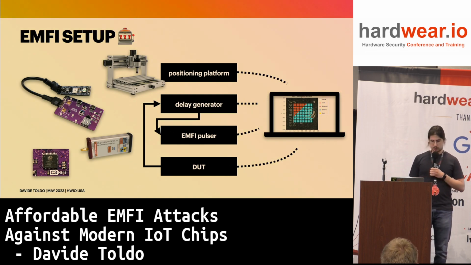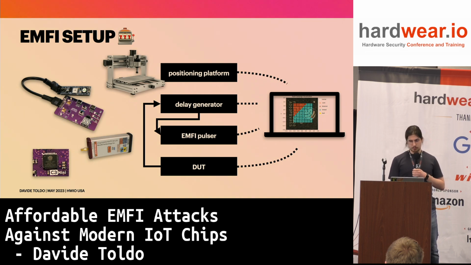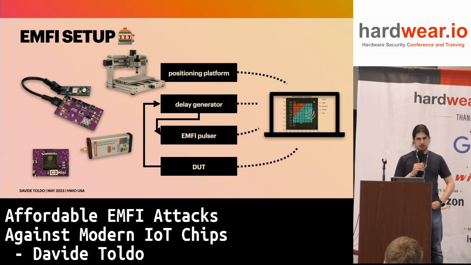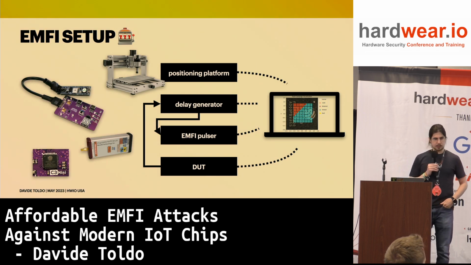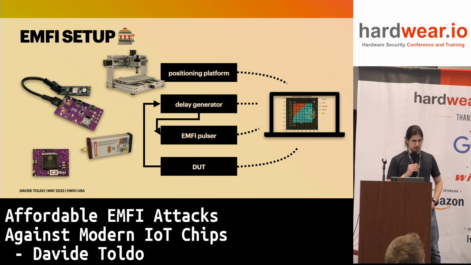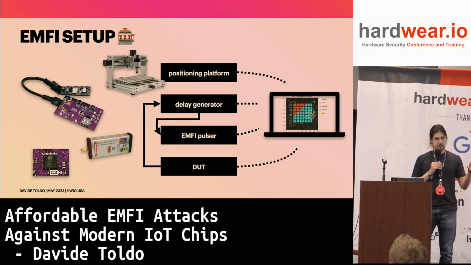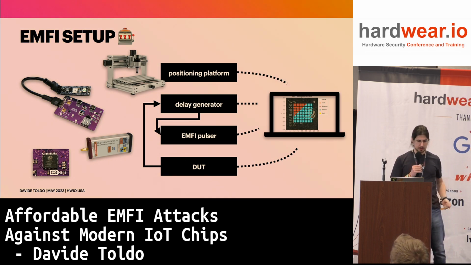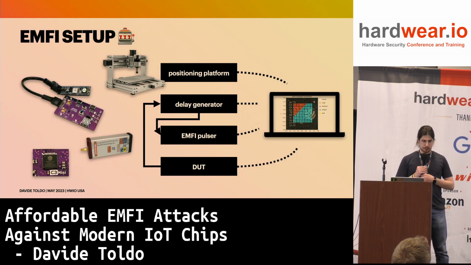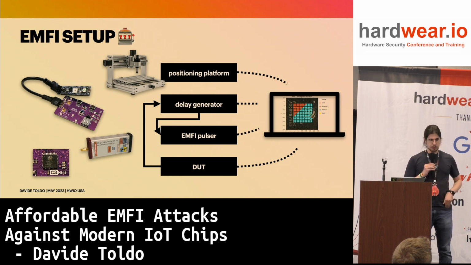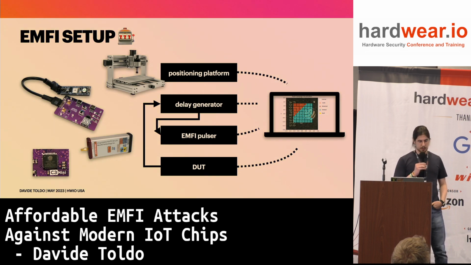The setup consists of these devices. It's really not that much if you think about it. You can position your EMFI pulsar by hand, but you really want to do it methodically probably. And the positioning platform, as I will show later, can be quite cheap, so I don't see a reason not to use one. Then you want to generate the right delay, which you can see the FPGA here. Then you have different choices of EMFI pulsars, which are triggered by the delay generator, and the device under test, which should give the delay generator the input to create the timing.